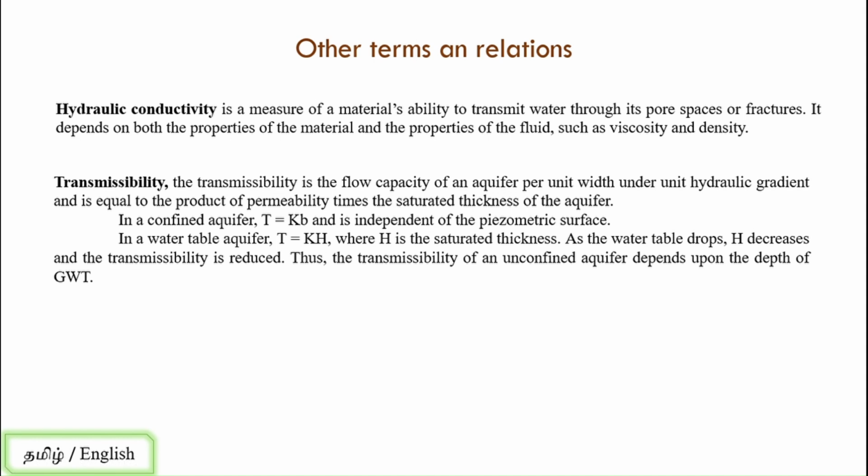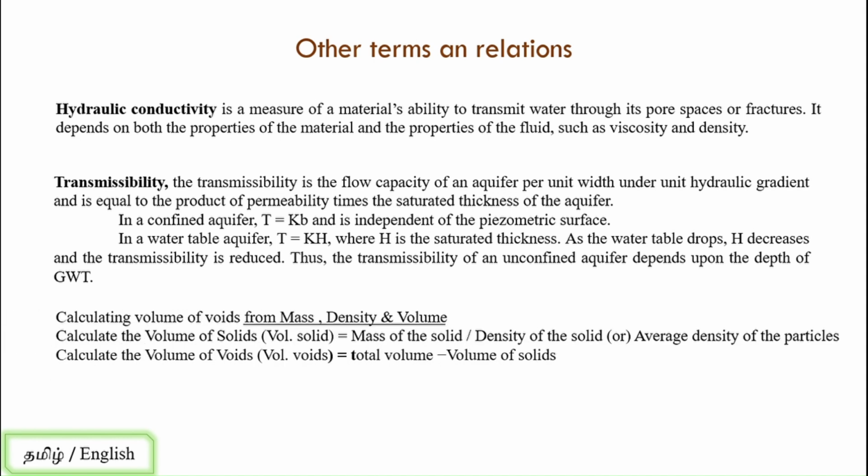Is that clear? Okay. So the next one is the relation between volume of voids, mass, density and volume. If you want to calculate the volume of a solid, or the grains in a rock, then the volume of solid is equal to the mass of the solid divided by the density of the solid.